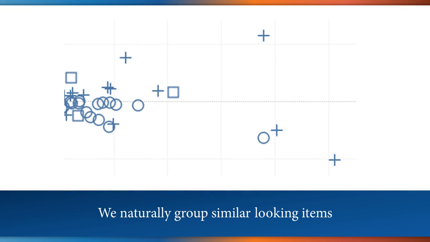Similarity is when we naturally connect things that look alike as being part of a group. This is especially useful in scatter plots with different categories. What you see on the screen is a scatter plot. The plus symbols are of one type, and squares and circles are of a different type.